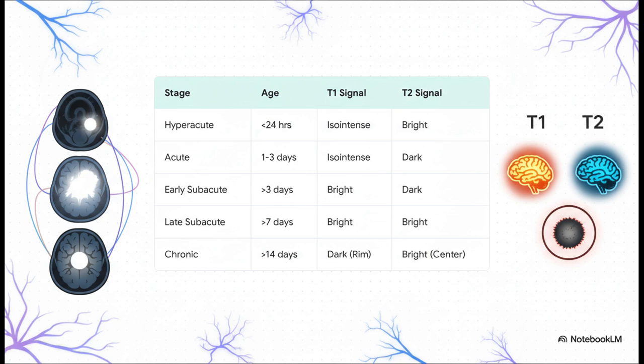That T1 brightness is the classic telltale sign of subacute blood. As it gets even older, it becomes bright on T2 as well. And eventually, you'll see a dark rim form. It's this whole evolutionary process that helps you precisely date an injury.